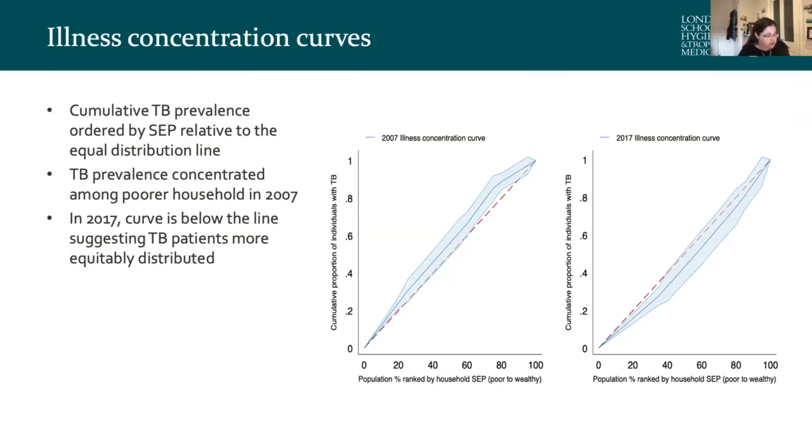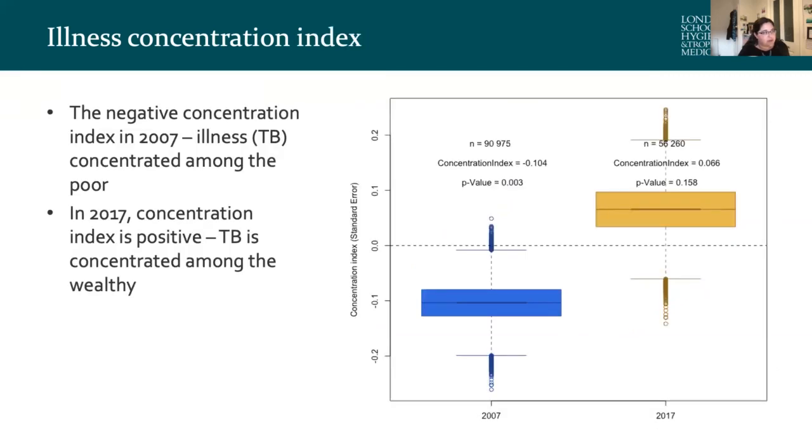So looking at the illness concentration curves, the curve that is above the equal distribution line shows us that TB prevalence was concentrated among poorer households in 2007. And if you look at the 2017 curve, it is below the equal distribution line, suggesting that TB disease shifted and was more equally distributed, with slightly more in the wealthier groups. Looking at the concentration index, we have similar results.